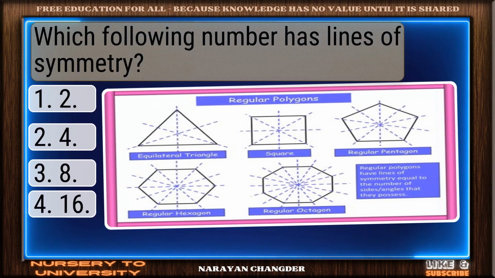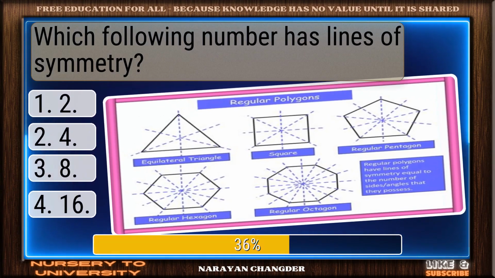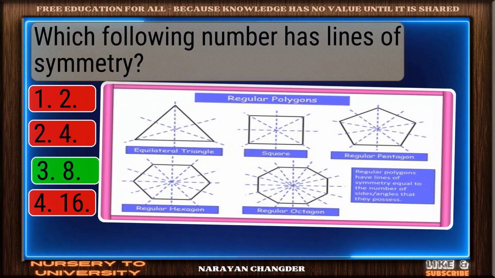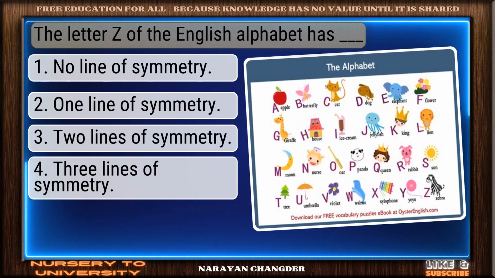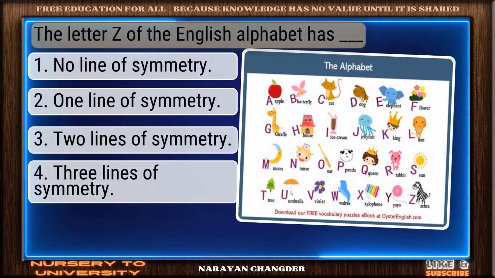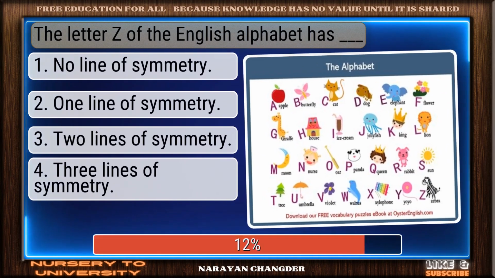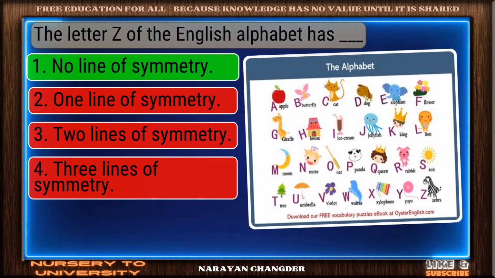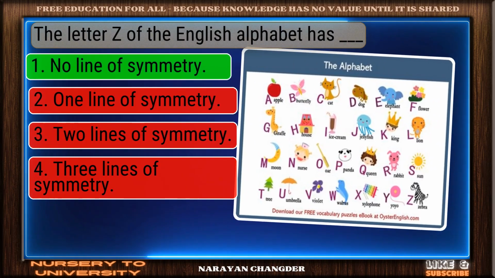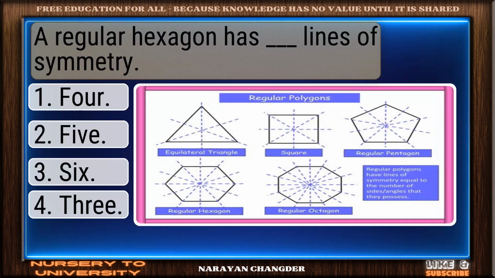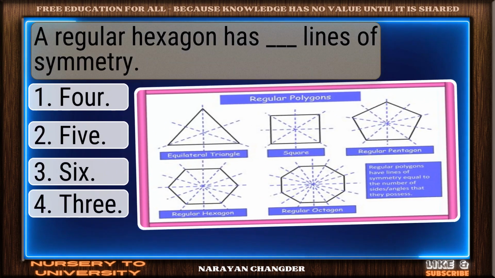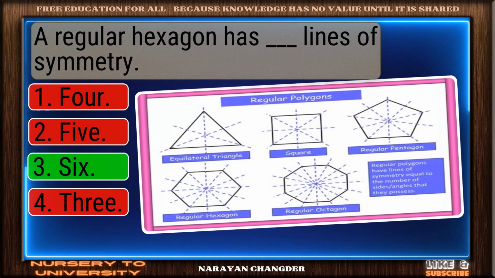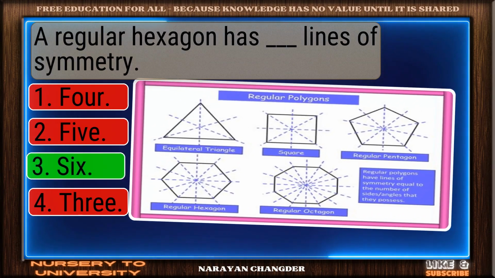Which following number has lines of symmetry? Well reasoned. 8 is the correct choice. The letter Z of the English alphabet has dash. Good thinking. No line of symmetry is the right answer. A regular hexagon has dash lines of symmetry. Excellent. 6 is a brilliant choice.